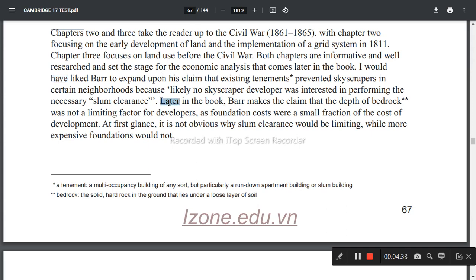Later in the book, Barr makes the claim that the depth of bedrock was not a limiting factor for developers, as foundation costs were a small fraction of the cost of development. At first glance, it is not obvious why slum clearance would be limiting, while more expensive foundations would not.